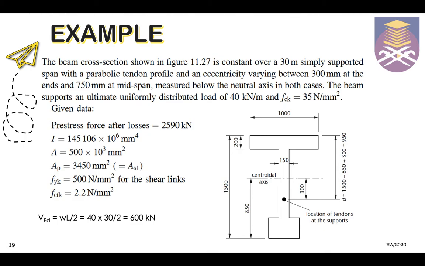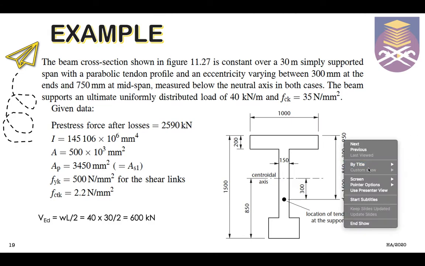So here we are with the example for shear resistance at ULS. What we are going to do here is design the shear reinforcement for our section. The beam cross section shown in the figure is constant over a 30-meter simply supported span, with a parabolic tendon profile and an eccentricity varying between 300 mm at the ends and 750 mm at mid-span.